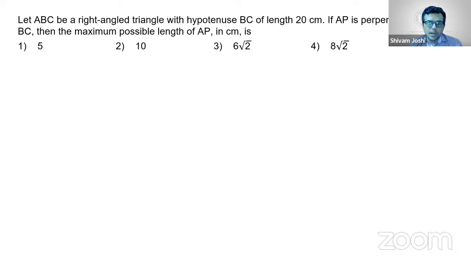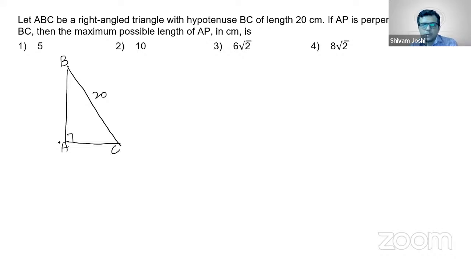Let ABC be a right-angled triangle with hypotenuse BC of length 20. BC is the hypotenuse of length 20. This is A, which is right angle. And AP is a perpendicular on BC, the altitude on hypotenuse. You have to find out the maximum possible length of AP in centimeter. AP needs to be maximized here.